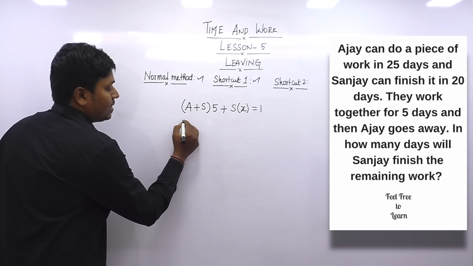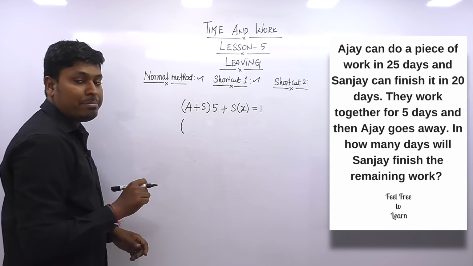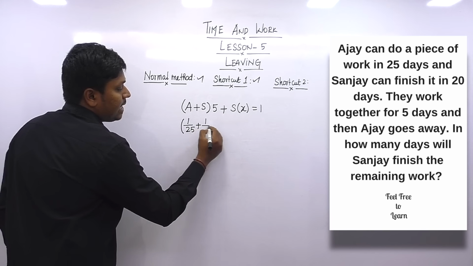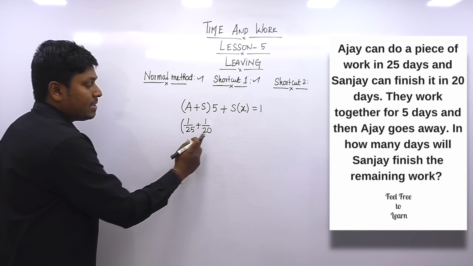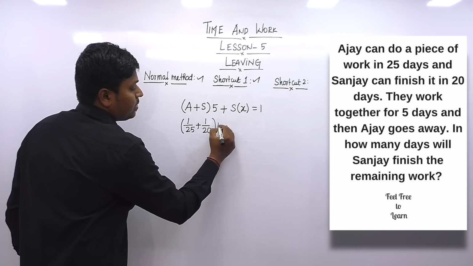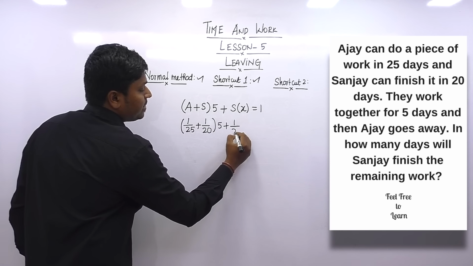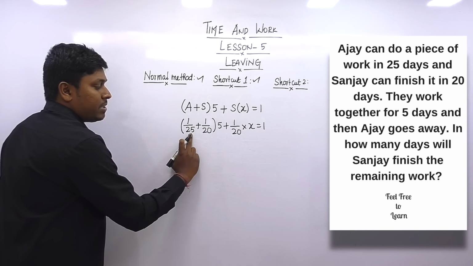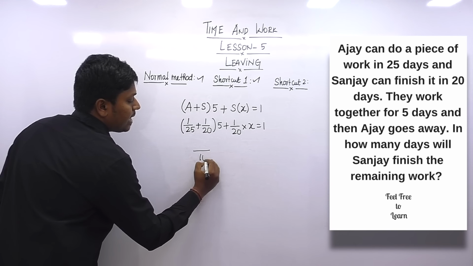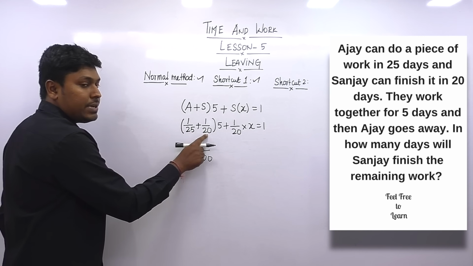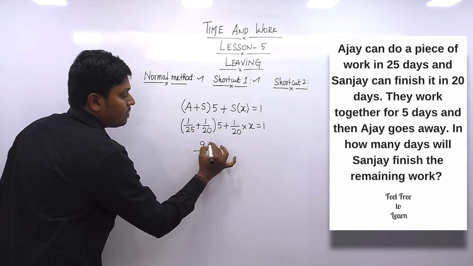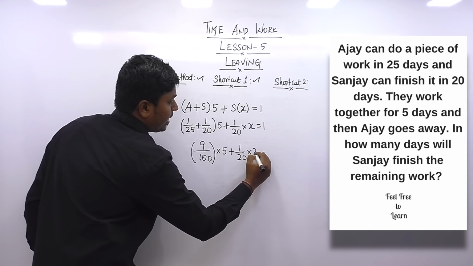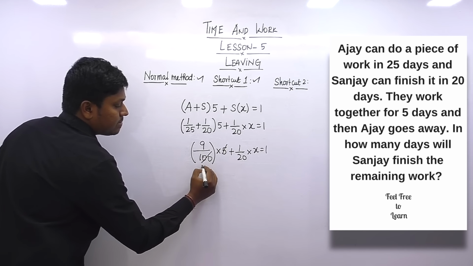We know Ajay alone can complete a piece of job in 25 days. So Ajay's 1 day work will be 1 by 25. Sanjay alone can complete a piece of job in 20 days, so Sanjay's will be 1 by 20. So into 5, and Sanjay alone, 1 by 20 into X, is equal to 1. So when you take the LCM of 25 and 20, the LCM will be 100. So 25 into 4, 20 into 5, so 4 plus 5, the numerator will be 9. So 9 by 100 into 5 plus 1 by 20 into X is equal to 1. So when you cancel, this becomes 20.